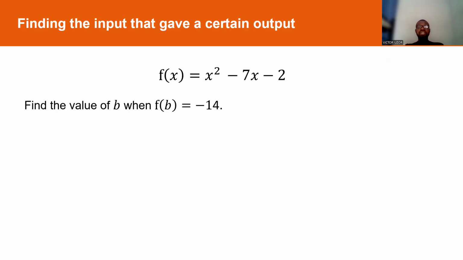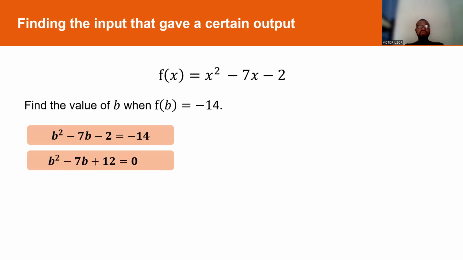The same thing here. They say f of b is equal to negative 14. Exactly what you did on the other one. Only that in this case, you are going to have something like a quadratic equation. So at this point, you can use any of the formulas. If you are still having challenges with solving quadratic equations, you can check out my old videos where I've taught how you can use the formula method, the factorization method, and completing the square to get it.